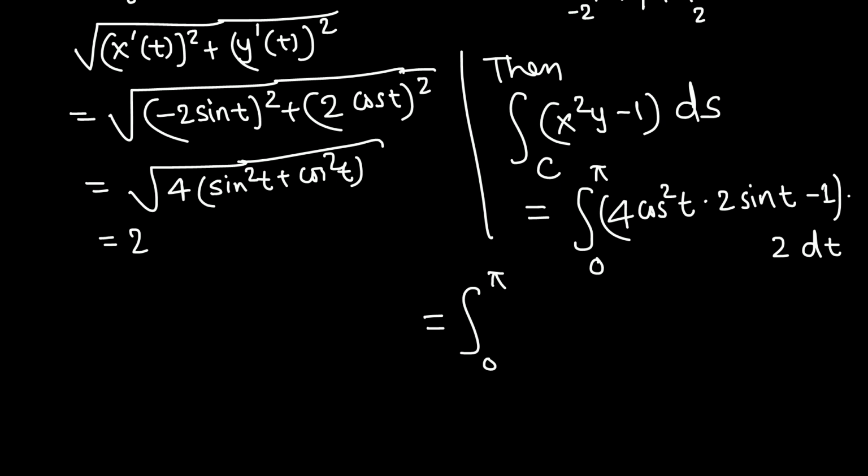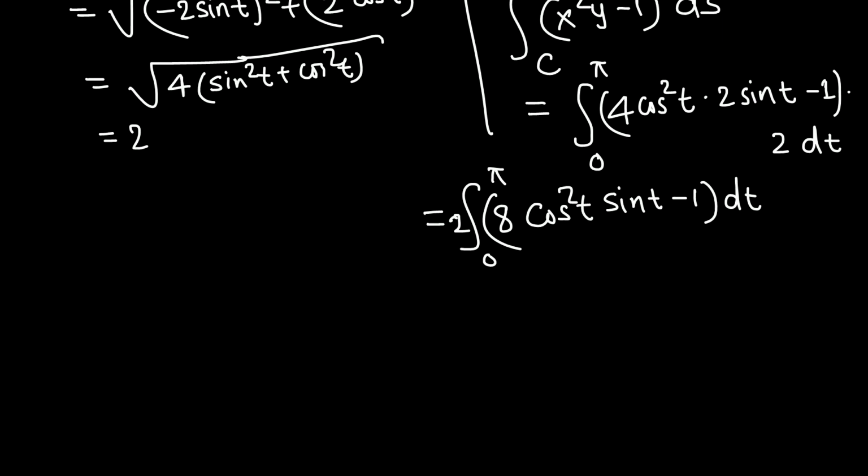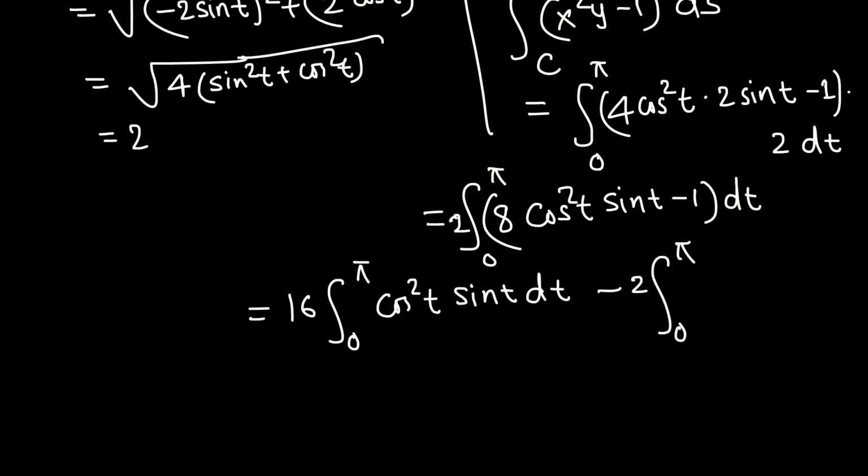From 0 to pi, this is 4 times 2, 8, cosine squared t sine t, minus 1, and the 2 we can pull all the way outside, by the way, times dt. Let me separate into two integrals because we have negative signs. The first term is 8 times 2, 16, integral from 0 to pi of cosine squared t sine t, minus 2 times the integral from 0 to pi of 1 dt, or just dt. This part is easy.